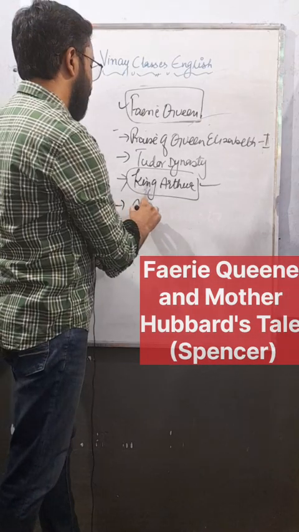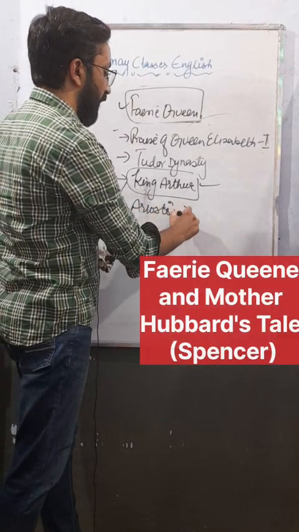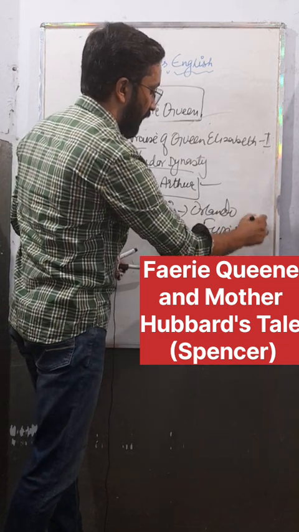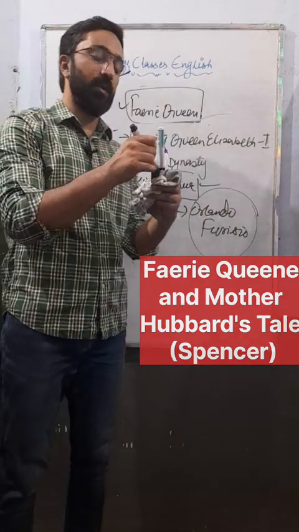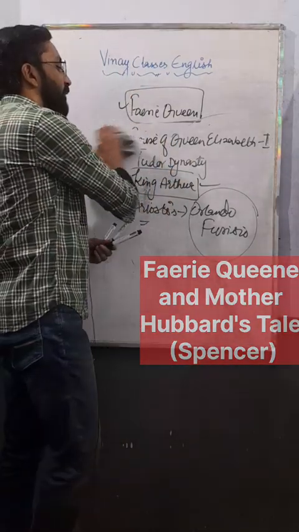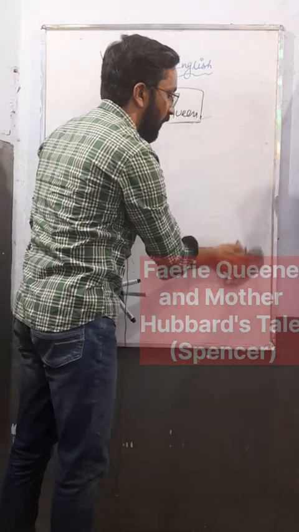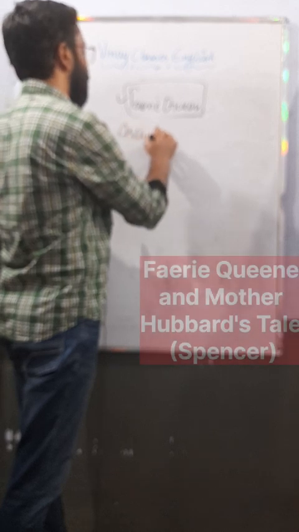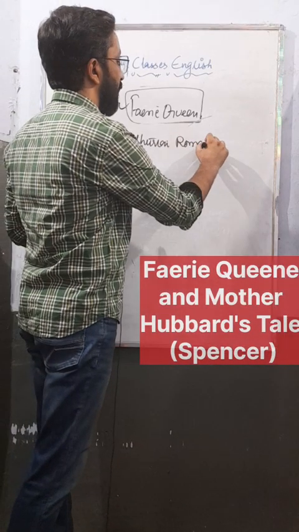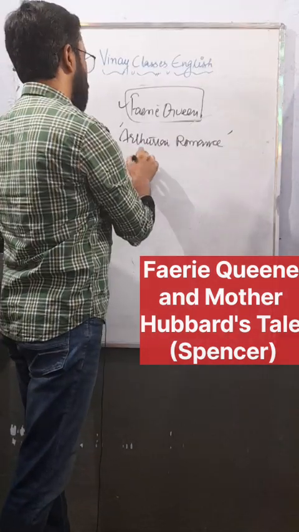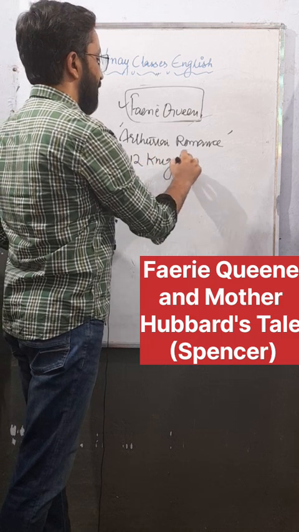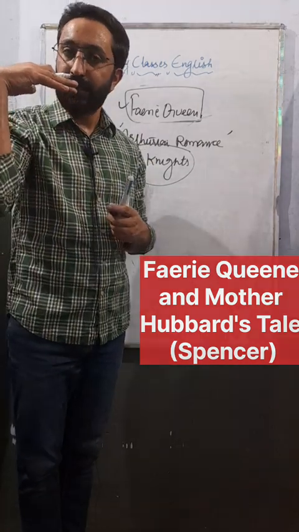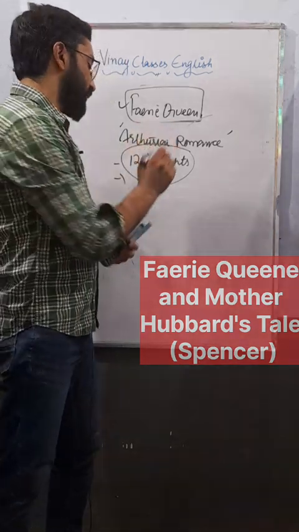This work is based on Ariosto's Orlando Furioso. Orlando Furioso is a work written by Ariosto, and this work is based on it. All right. So what is the subtle story or plot line of Fairy Queen? It is based on Arthurian romance. There are 12 knights as characters in Arthurian romance, and the 12 knights are supposed to represent 12 cantos.